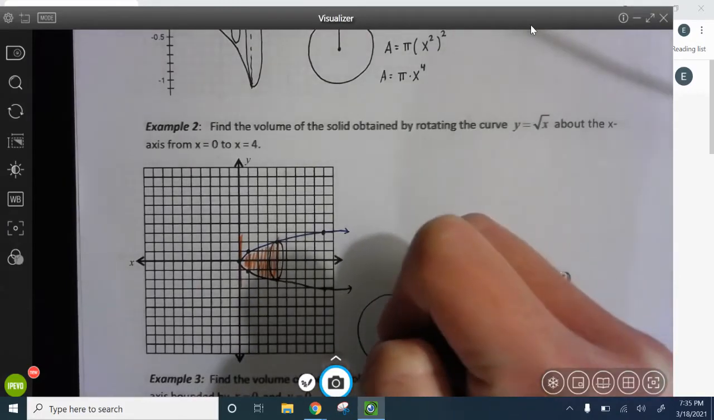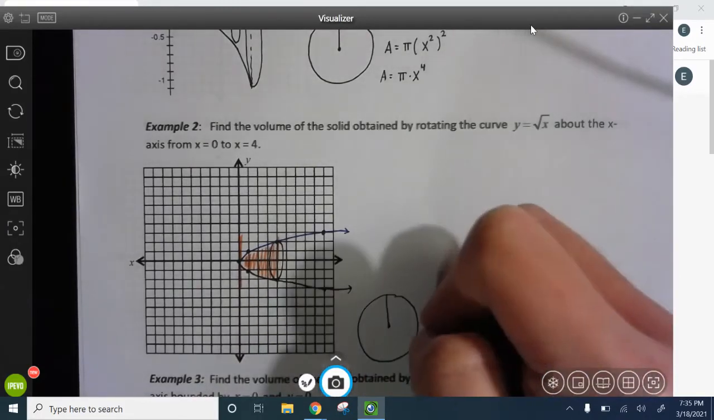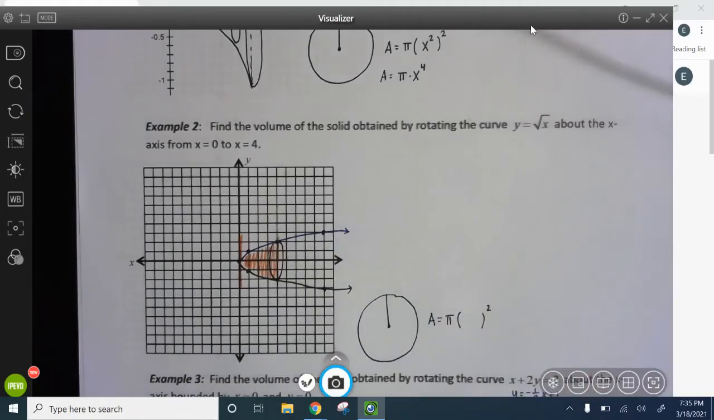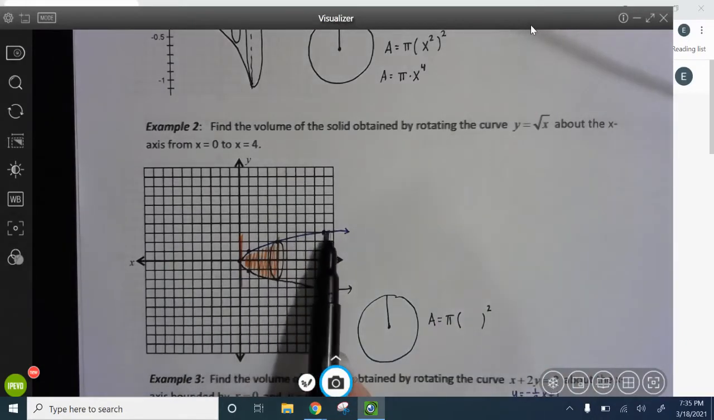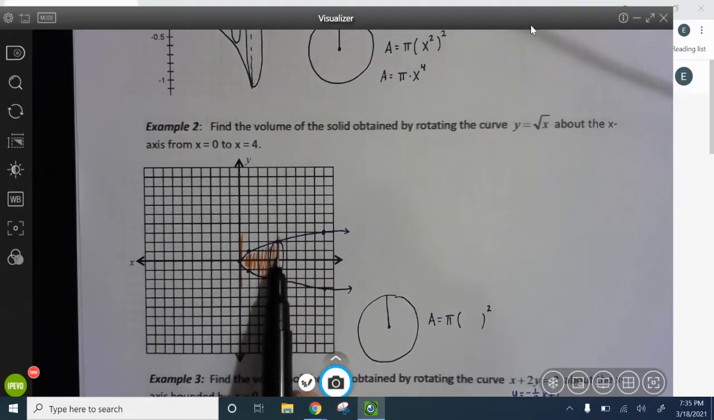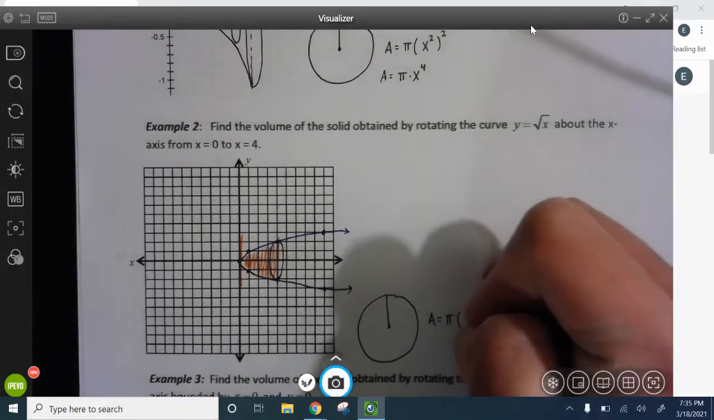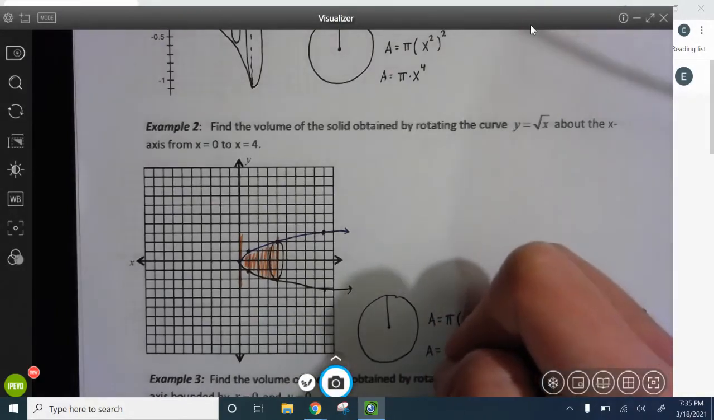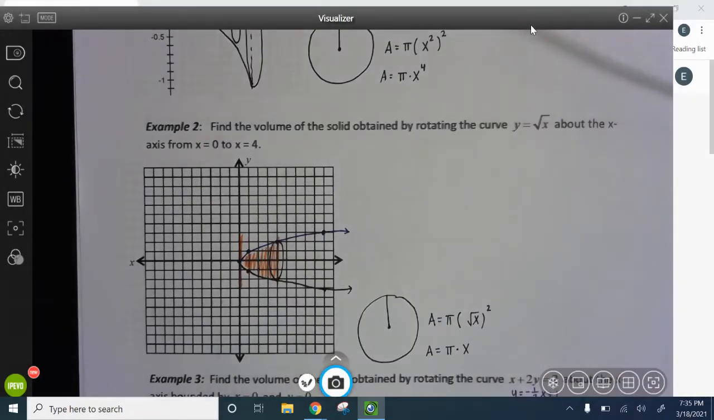So if I think about this as a circular cross-section, my area is going to be pi times my radius squared. And again, my radius is just the square root of x, because that's going to be the distance from the top down to the center point of 0. So square root of x squared. If I simplify that a little bit, that actually is just going to give me that the area of this circular cross-section is A equals pi times x.